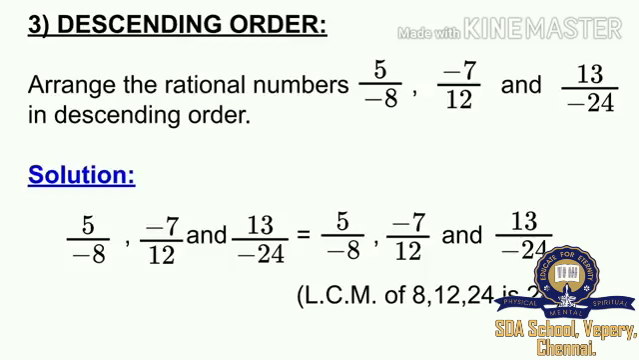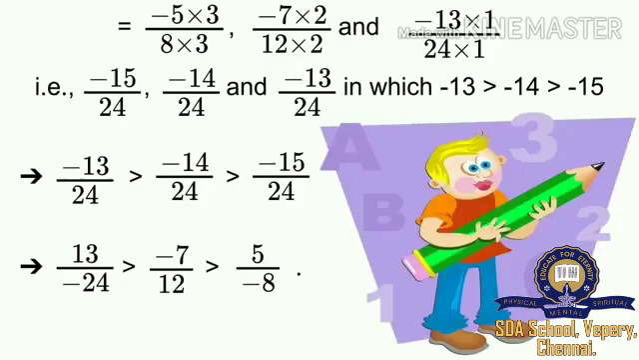First we are going to take an LCM. If we take the LCM of 8, 12, 24, the denominators, the answer will be 24. Here we should satisfy the denominator as 24, right? If we multiply 8 into 3, the answer will be 24. Once the denominators are equal, then only we will analyze which is highest and which is lowest, right?